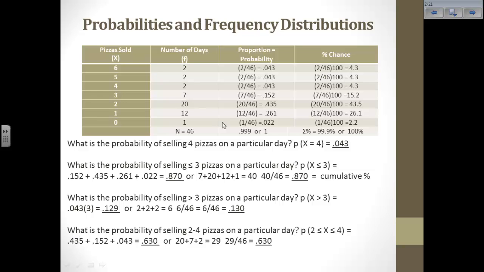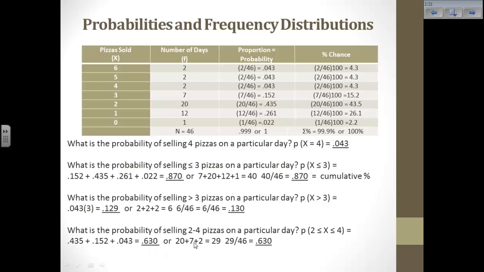One last example using raw data. What's the probability of selling 2 to 4 pizzas on a particular day? Well, you could say, okay, let's add the probabilities for between 2 and 4 pizzas. So 0.435 plus 0.152 plus 0.043 gives you 0.630.